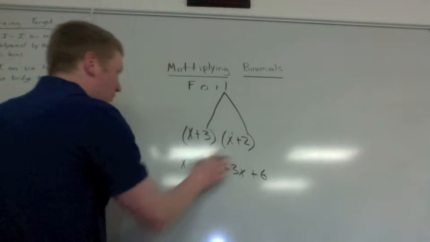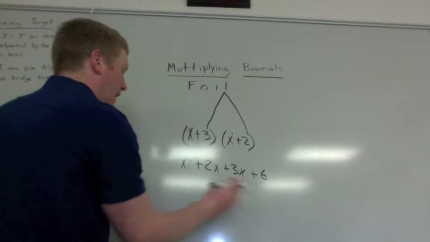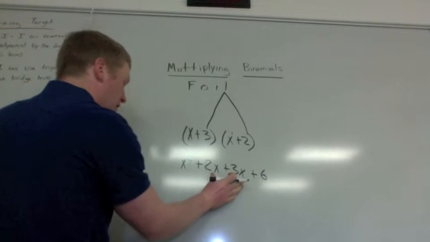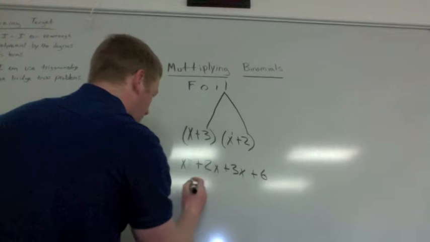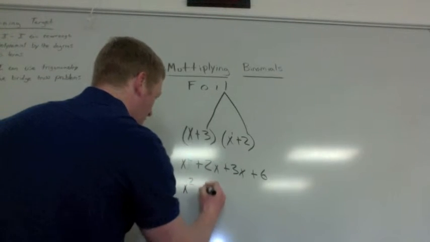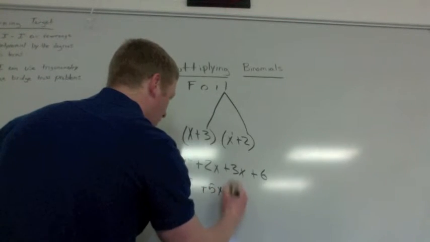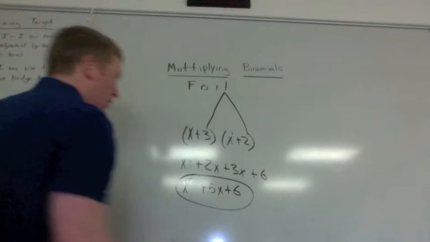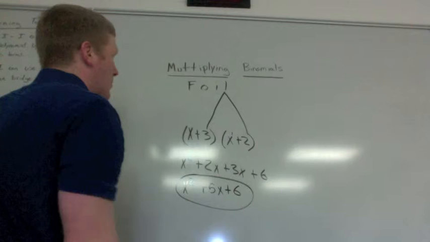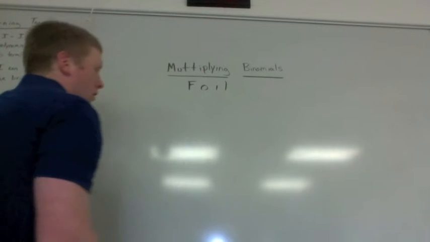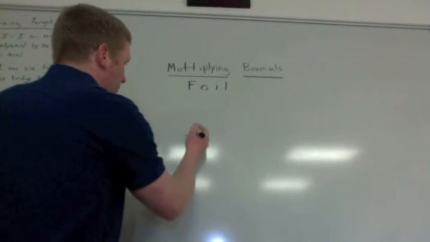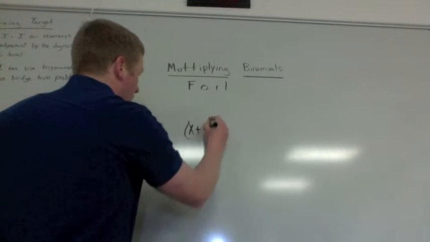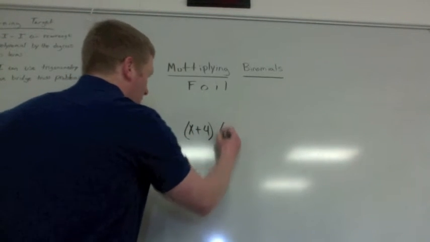Now again, we've done the FOIL method at this point. All we have to do is combine like terms. The only like terms are 2x and 3x, so we combine those together. We get x squared plus 5x plus 6. And this is our answer to the FOIL method in multiplying binomials. We're going to multiply together x plus 4 and x plus 3.